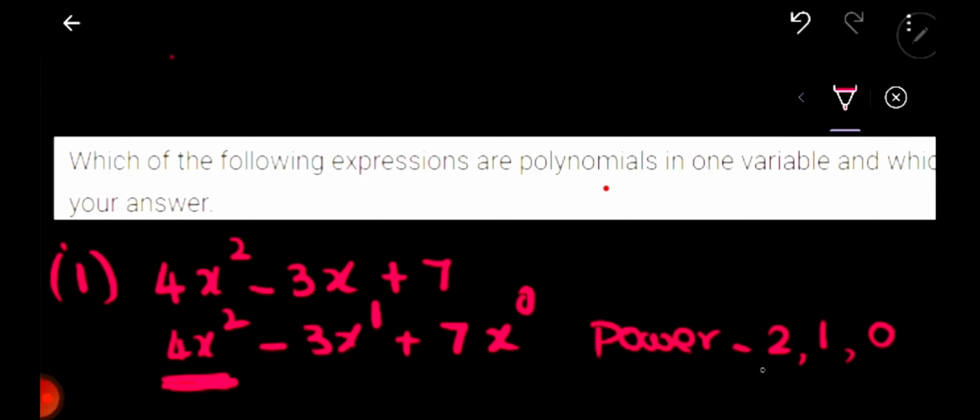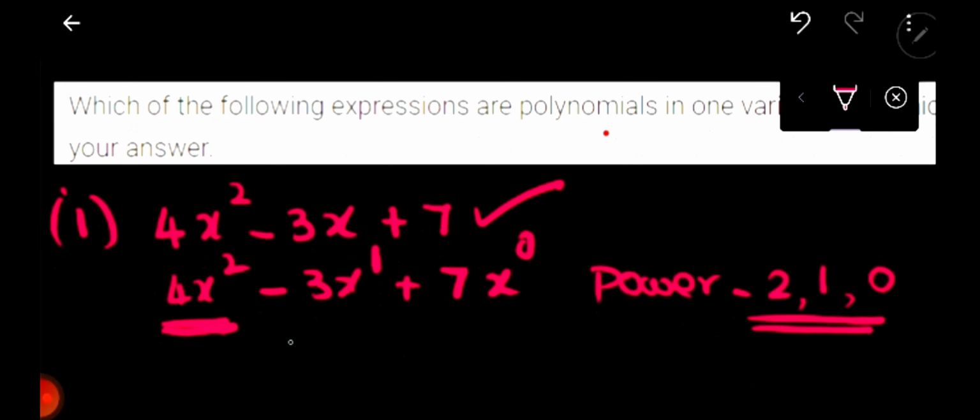So these three are whole numbers, no? 2 is a whole number, 1 is a whole number and 0 is a whole number. So that's why this is a polynomial in one variable. So this expression is a polynomial in one variable. So it is yes.